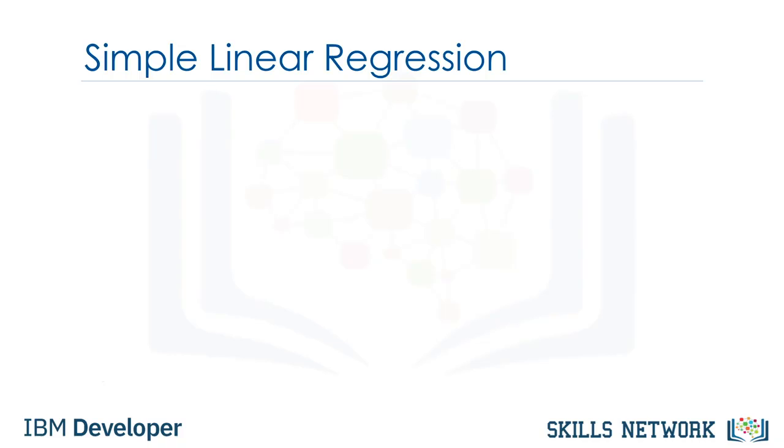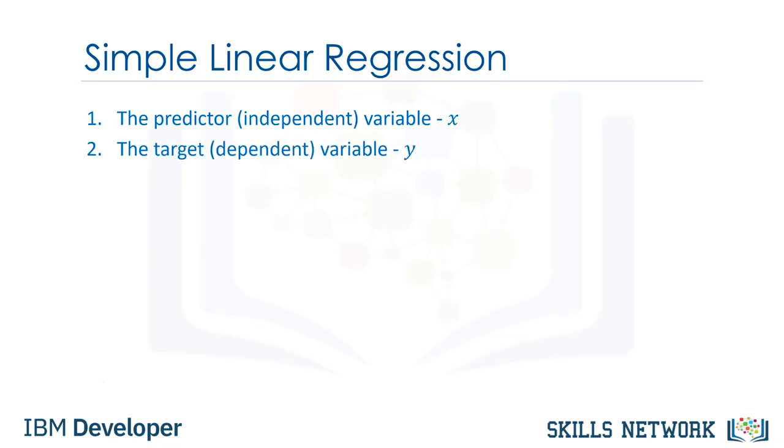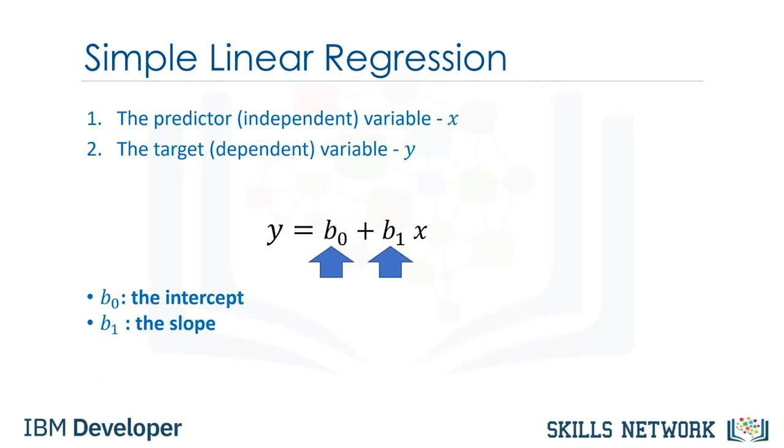Simple linear regression, or SLR, is a method to help us understand the relationship between two variables: the predictor, independent variable x, and the target, dependent variable y. We would like to come up with a linear relationship between the variables shown here. The parameter b0 is the intercept. The parameter b1 is the slope. When we fit or train the model, we will come up with these parameters. This step requires lots of math, so we will not focus on this part.